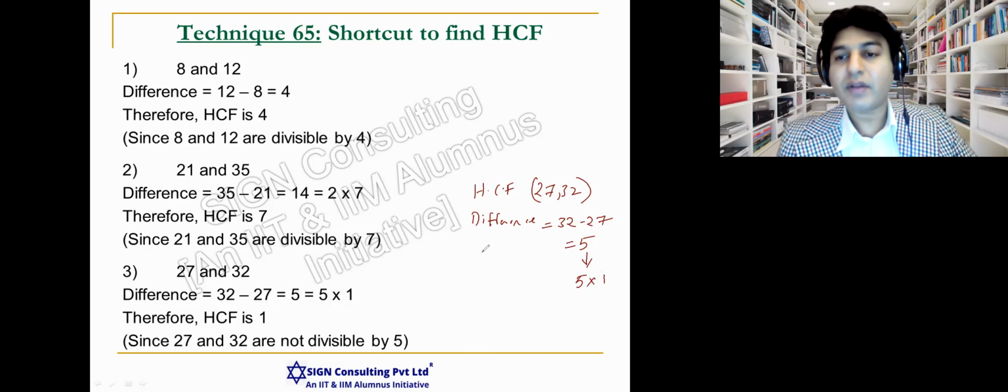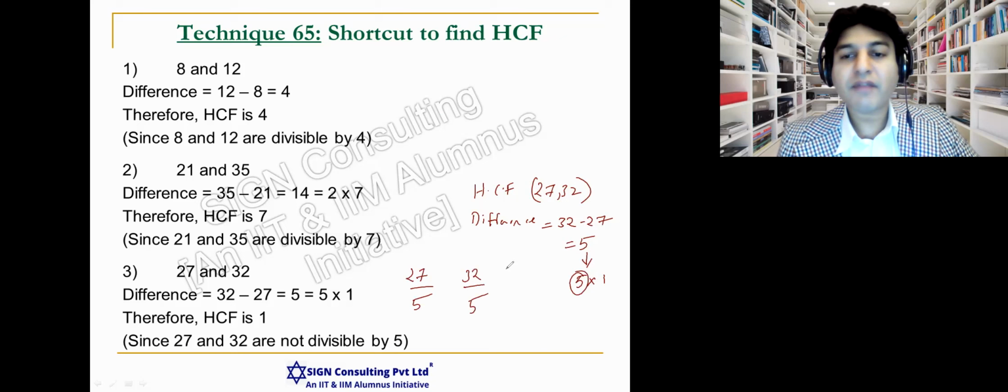Now is 27 and 32 divisible by 5? Let me write it down. Is 27 and 32 divisible by 5? No. So 5 cannot be my HCF, but I know that these numbers are divisible by 1, and hence my HCF is 1.